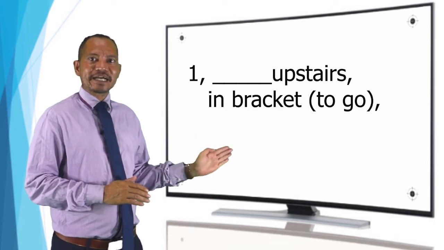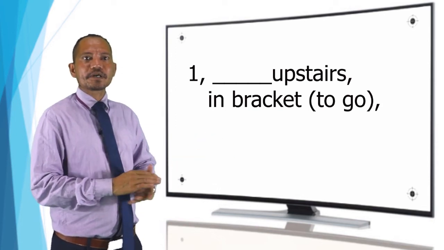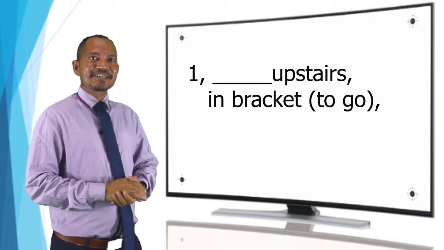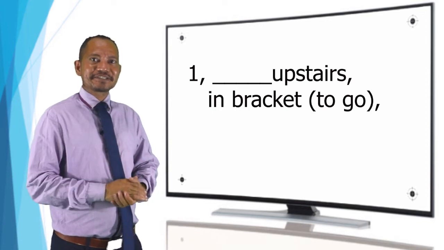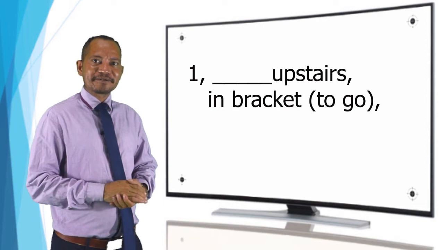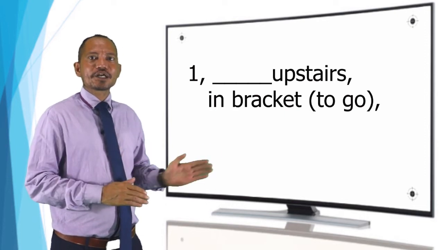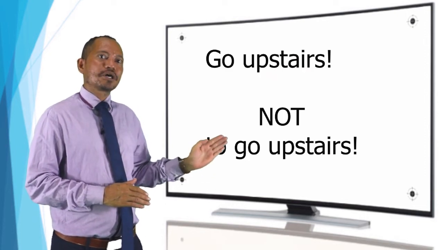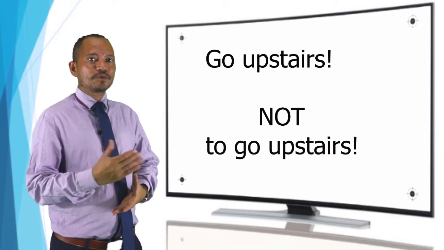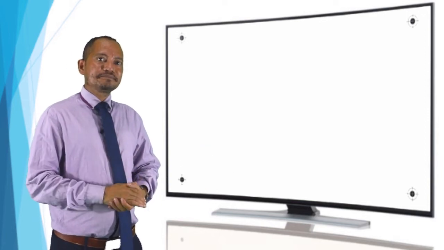Upstairs, in brackets, to go. Now let's see, is it go upstairs or to go upstairs? What do we have here? It is go upstairs, not to go upstairs. Good, well done. Now, moving on, let's look at exercise number 2.